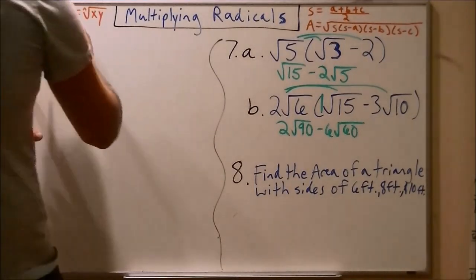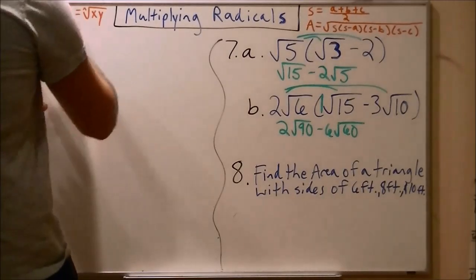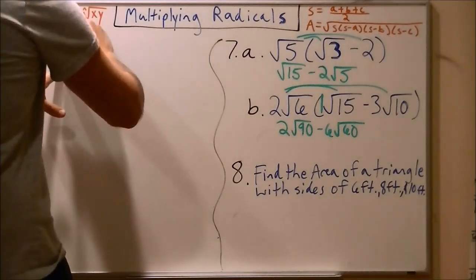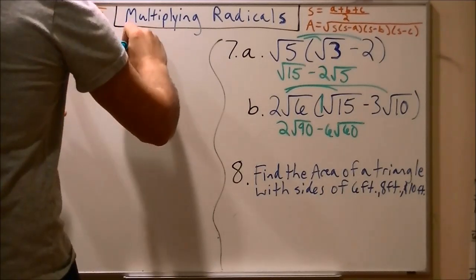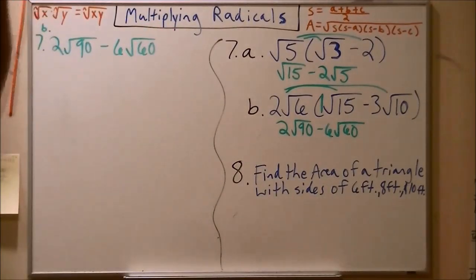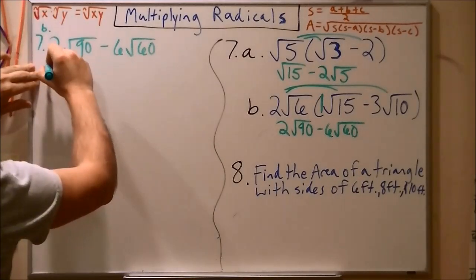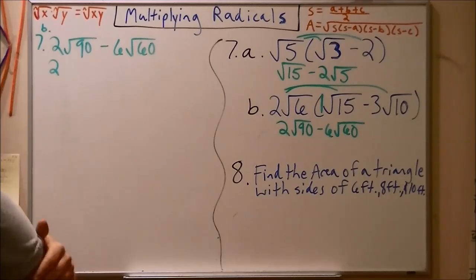So here's what I have. I'm going to rewrite. This is on number 7, and understood is actually 7b. Okay, but I have left 2 square root of 90 minus 6 square root of 60. Okay, what I'm going to do here is I'm going to break these down. What's underneath the square root? Okay, I'm going to break those down into smaller terms.